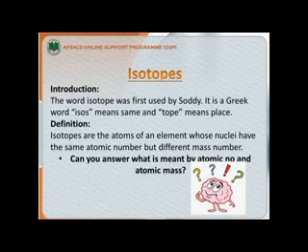Dear students, can you answer what is meant by atomic number and atomic mass? Atomic number is the total number of protons or electrons present in an atom, while the atomic mass is the sum of the total number of neutrons and total number of protons present in the nucleus of an atom.